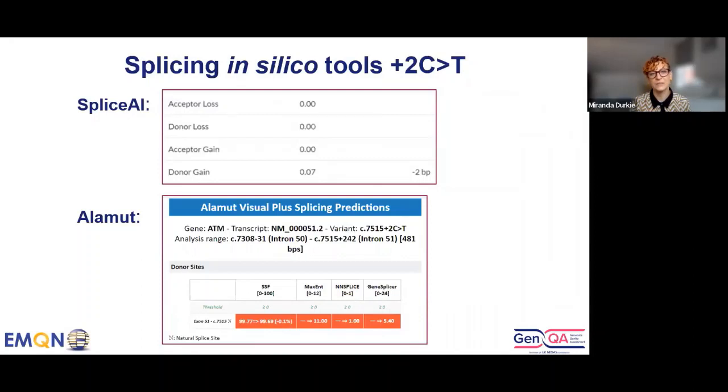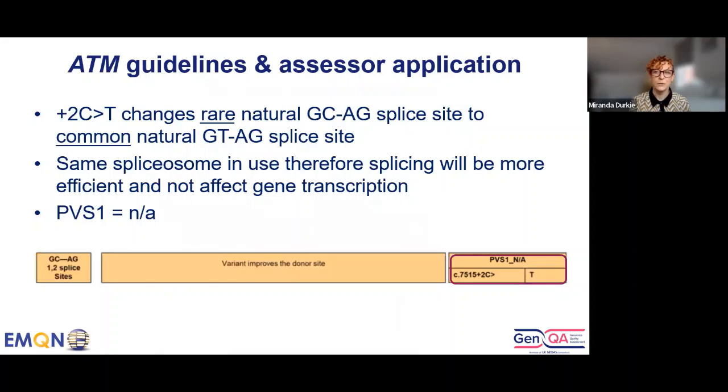You can also look at some of the other in silico tools. SpliceAI showed no impact. And from the other Alamut Visual tools, Splice Site Finder found the natural splice site and so predicted no effect. The others, because they didn't see the natural splice site, predicted an effect. Next slide, please. So in conclusion, this variant changed a rare natural GC-AG splice site to the very common natural GT-AG splice site.